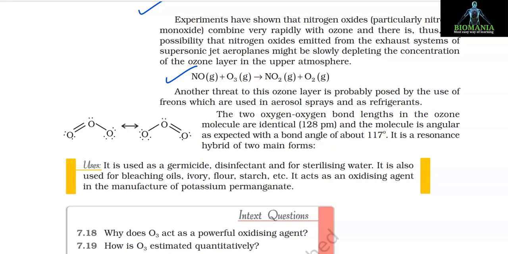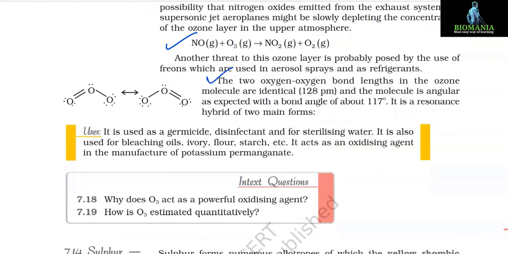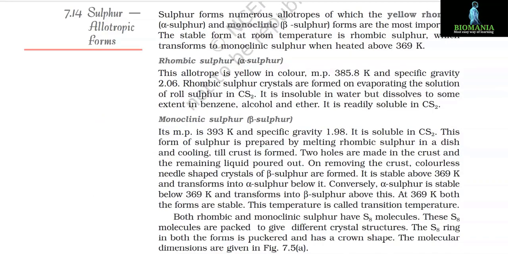Another threat to this ozone layer is probably posed by the use of freons, which are used in aerosol sprays and as refrigerants. The two oxygen-oxygen bond lengths in the ozone molecule are identical, and the molecule is angular as expected, with a bond angle of about 117 degrees. It is a resonance hybrid of two main forms. Uses: it is used as a germicide, disinfectant, and for sterilizing water. It is also used for bleaching oils, ivory, flour, starch, etc. It acts as an oxidizing agent in the manufacture of potassium permanganate.